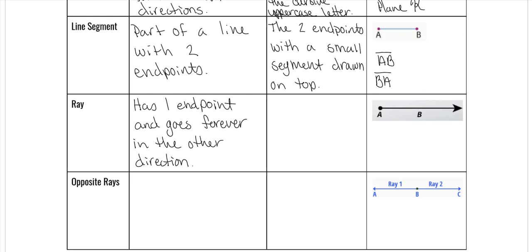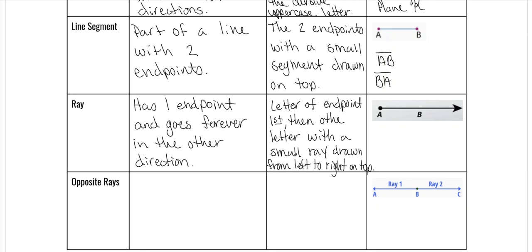So the way that we name a ray is you must start with the end point first, the point where it starts, and then you're going to name the other point. So it does matter how you name a ray. It cannot go one way or another. It can only be named one way.